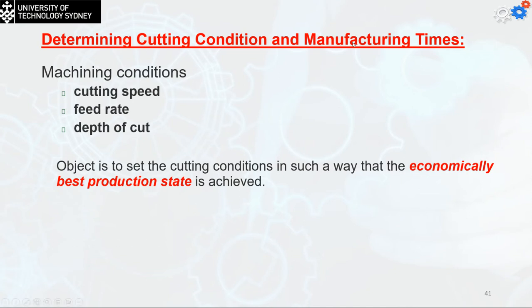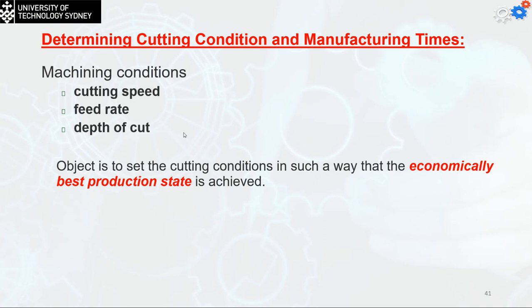So to determine the cutting conditions and the manufacturing times, the machine conditions are mainly going to be the cutting speed, the feed rate, and the depth of the cut. If I increase the cutting speed, the feed rate and the depth of the cut, I'm going to reduce the time required for machining the part. But at the same time, it can cause erosion of the cutting tool, and thus we reduce the tool life.